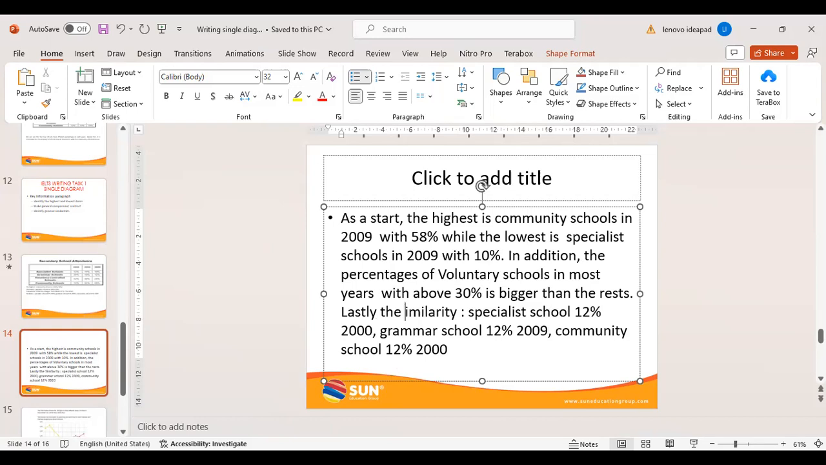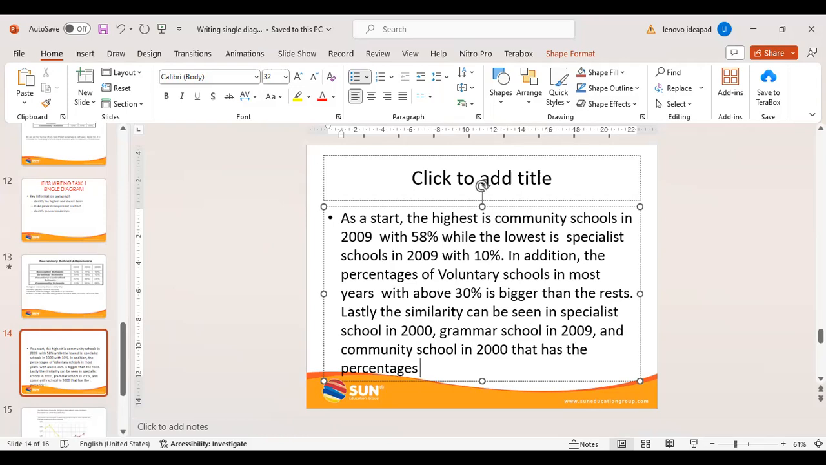The similarity can be seen in specialist schools in 2000, grammar school in 2009, and community school in 2000 that have a width that has the percentage of 12%. There we have it.